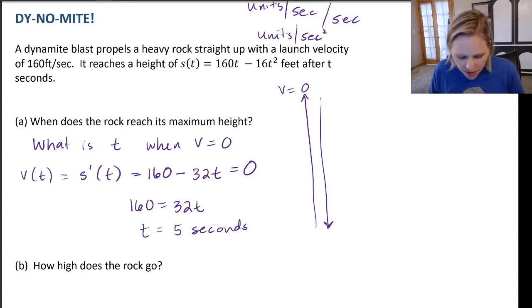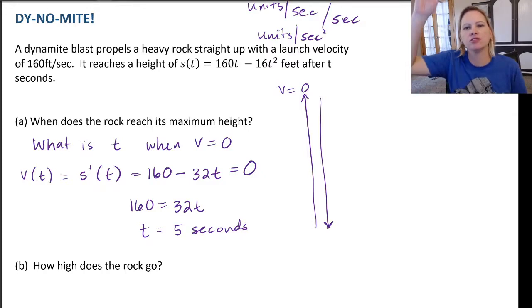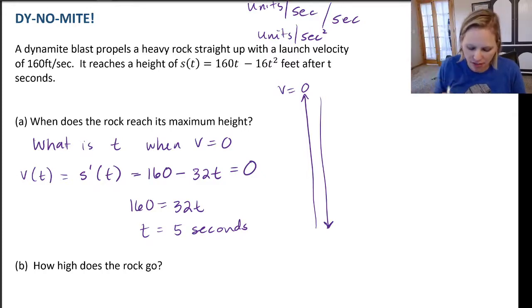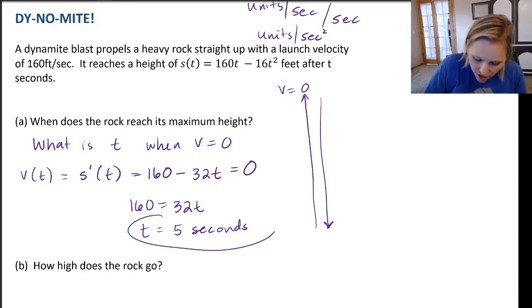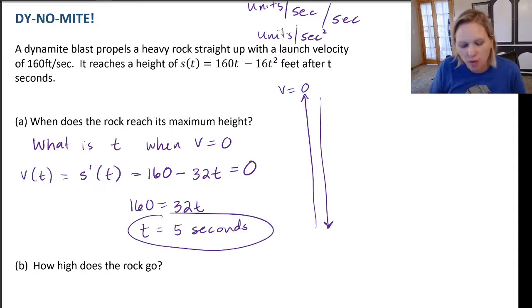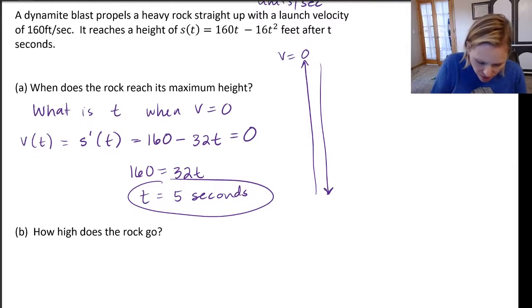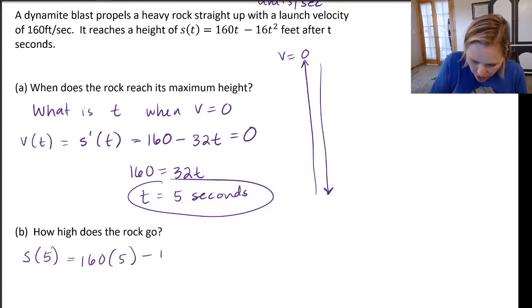And so we find that t is 5 when that velocity reaches 0, and so that is the maximum height, so that's the time that we reach the maximum height. T is 5 seconds. Now that doesn't tell us how high the rock goes. We have to go back and plug that into our position function to be able to determine that. So now I'm going to use my s of t, and I'm going to find s of 5. So 160 times 5 minus 16 times 5 squared.